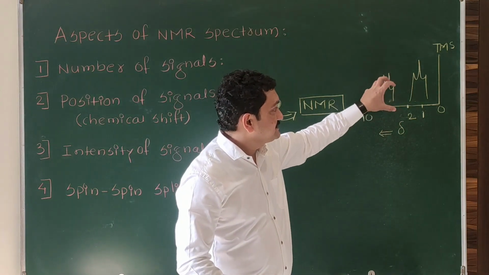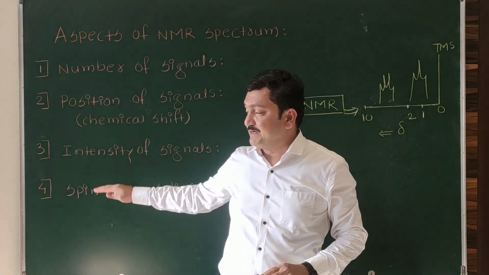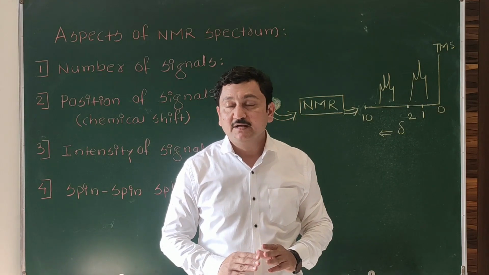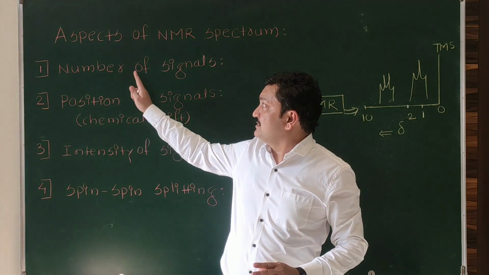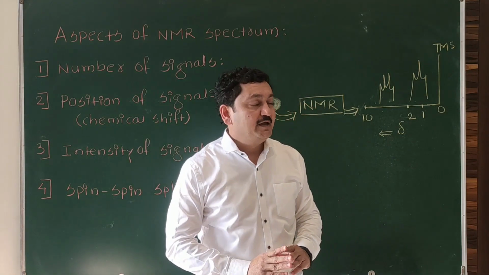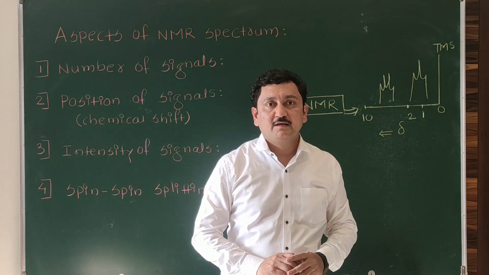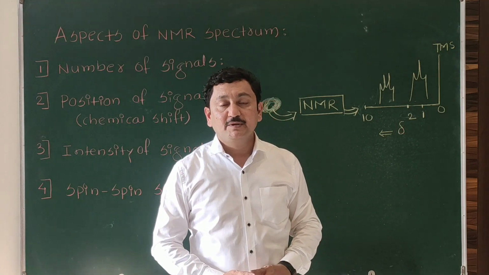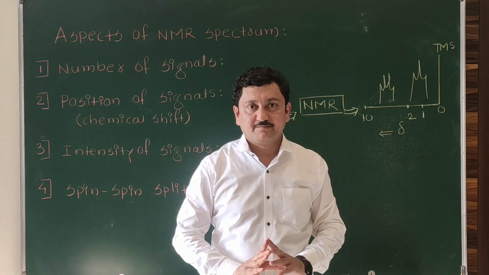How is the information collected regarding the environment of hydrogen? These are the 4 points. They will give the information regarding the environment of hydrogen. They are called aspects of the NMR spectrum. The first one is the number of signals. Here we are getting 2 signals. If another compound gives 3 signals, it means different compounds may give different numbers of signals. So the number of signals gives some information regarding the hydrogen.